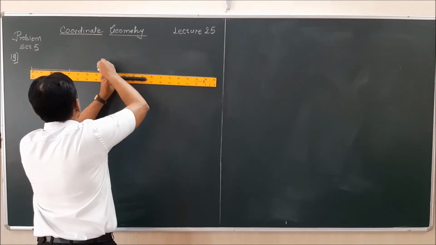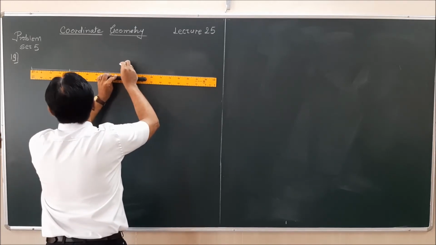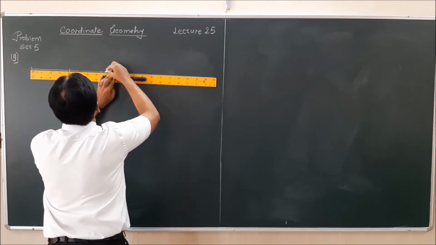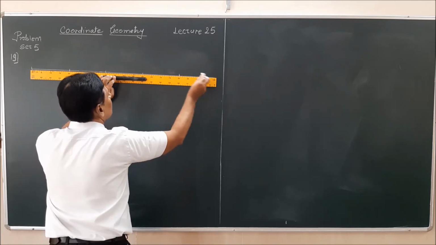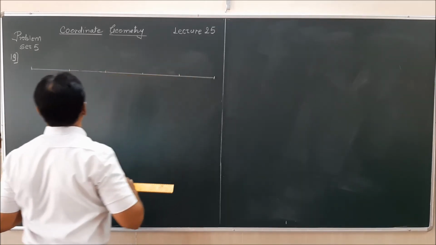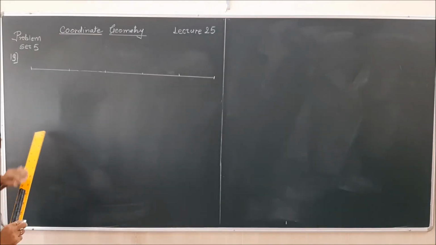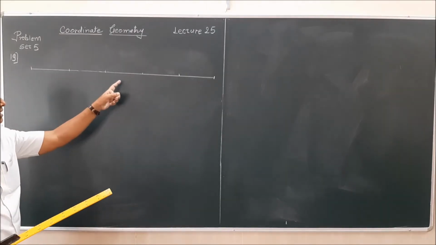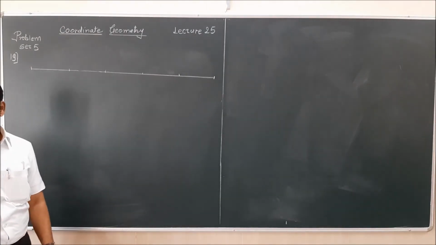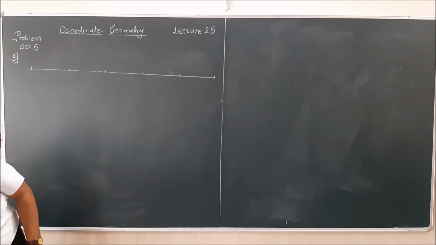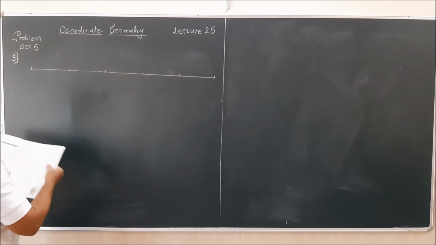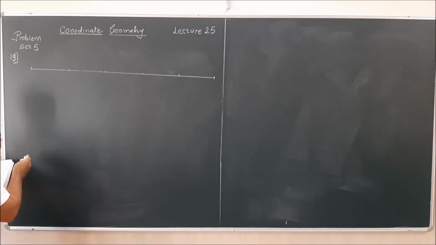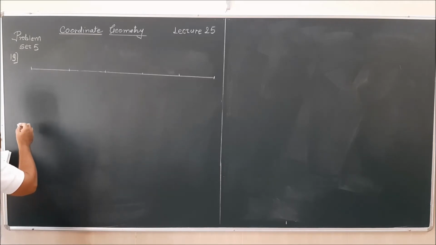This is also a very lengthy sum. So this is how you will find 1, 2, 3, 4 and 5. So this segment A is divided into 5 congruent parts. I am going to label them now: A, P, Q, R, S, B.